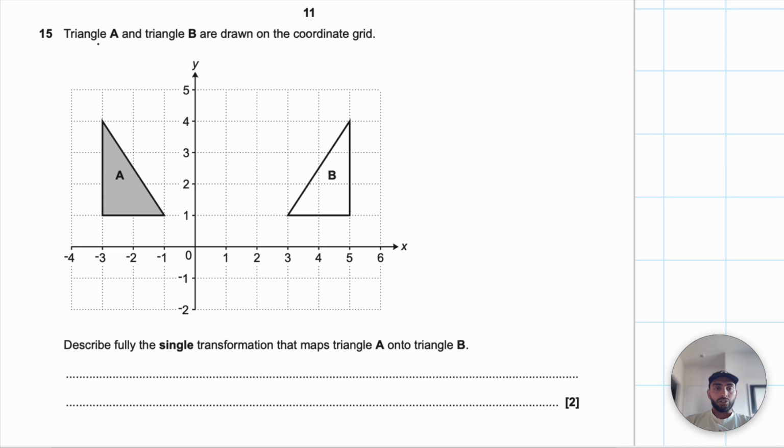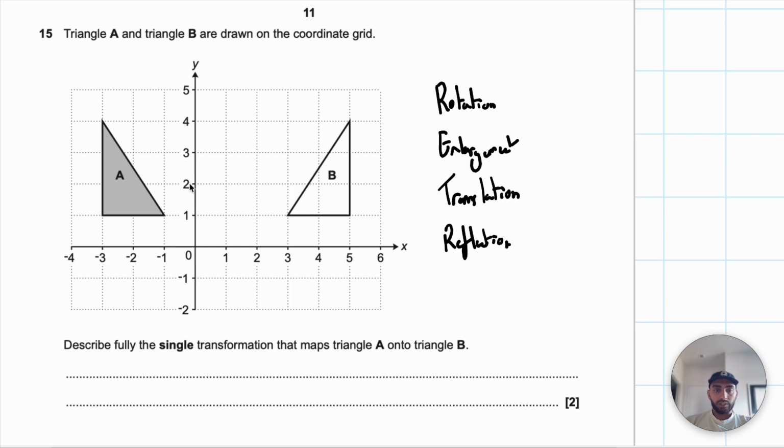Question 15. Triangle A and triangle B are drawn on the coordinate grid. Describe fully the single transformation that maps triangle A onto triangle B. There's a few different types of transformations that we could have. So we could have a rotation, an enlargement, a translation, or a reflection. And this one here would be a reflection, because you can see if I put a mirror somewhere down the middle, it would create triangle B. Let's just figure out where that is.